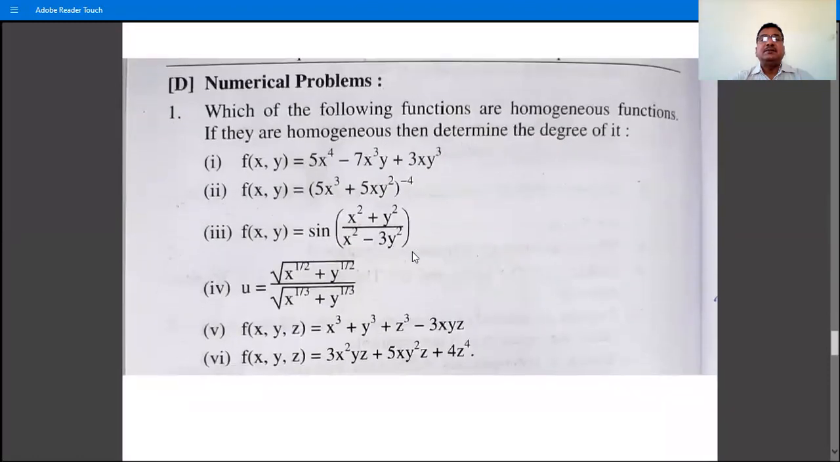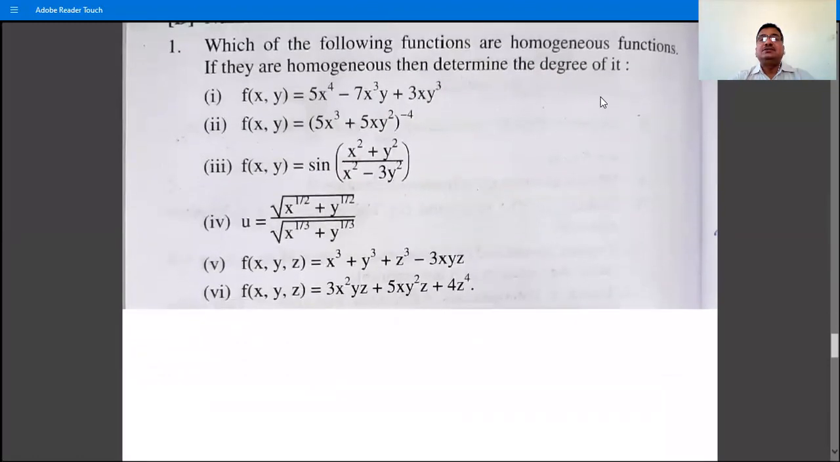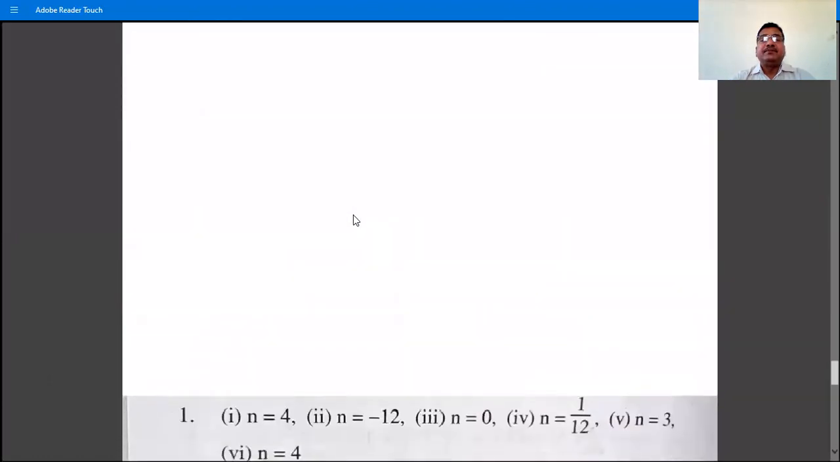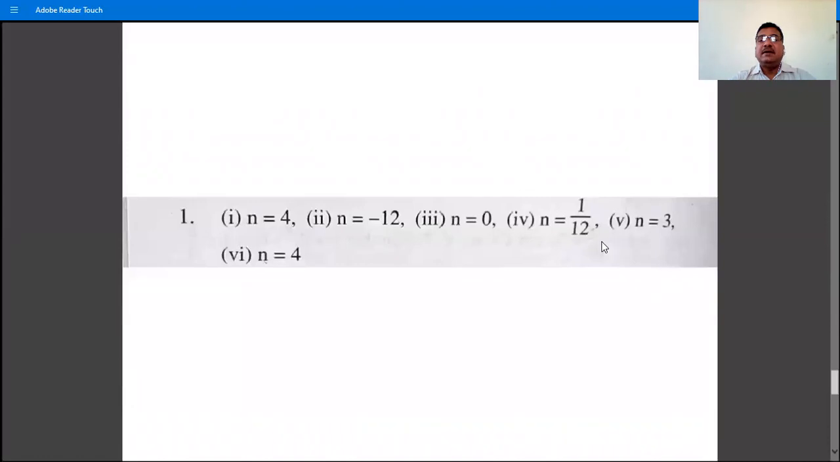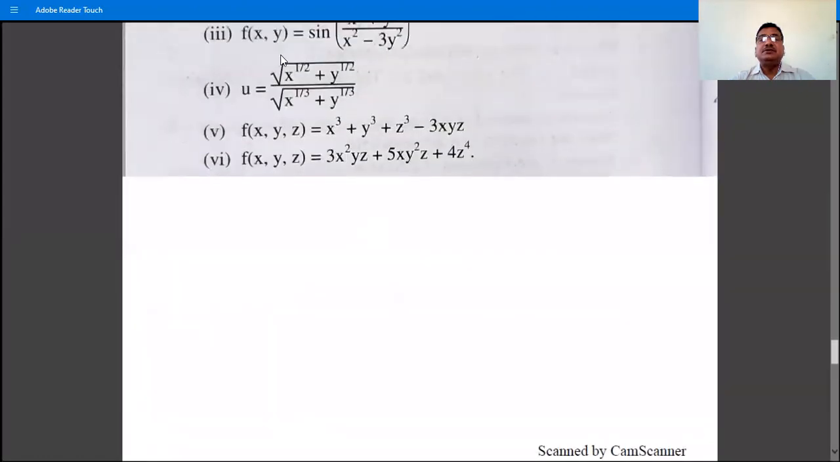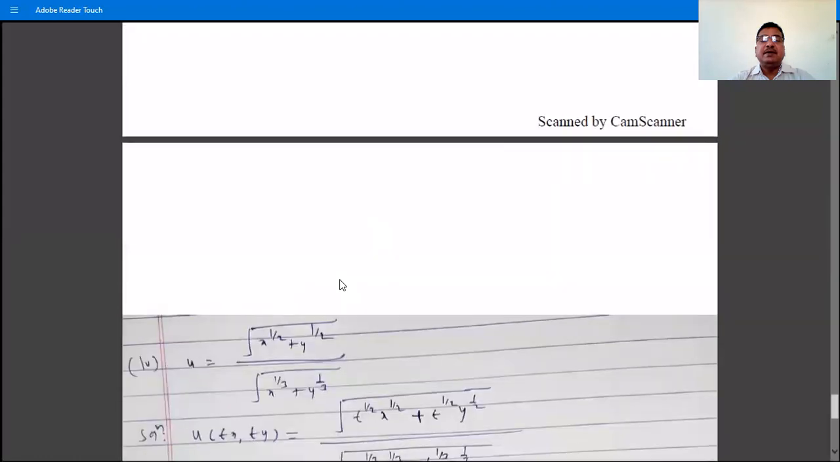So these are problems for homework. Check which of the following are homogeneous functions, and if these are homogeneous functions, then find their degree. The answers are given. The answers of these four problems are also given here.